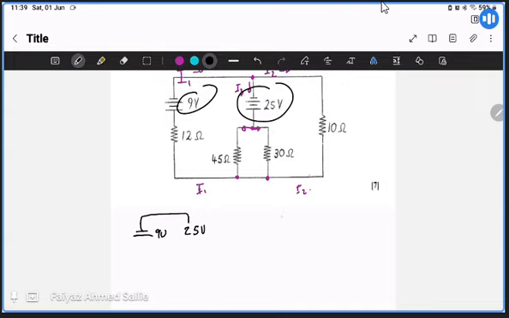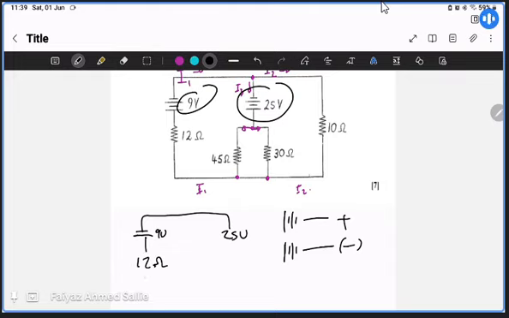So we know that when batteries are in series, we add them, right? But if the batteries are in opposite directions, we have to subtract them. So I should draw it a bit bigger, 25 volts and 12 ohms, 45, 30.